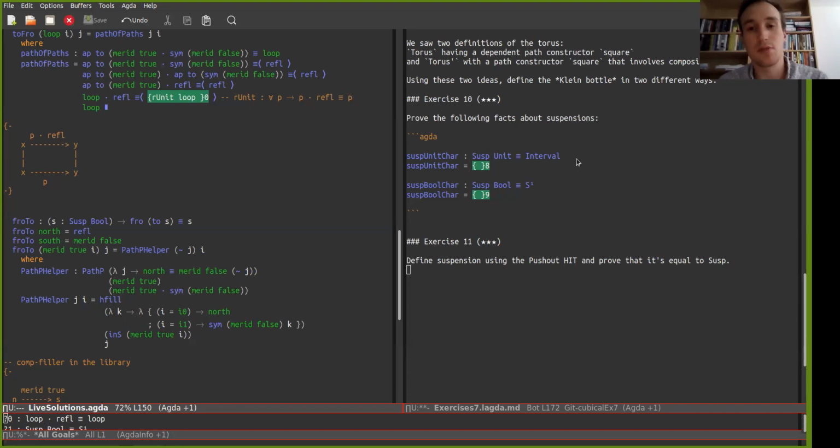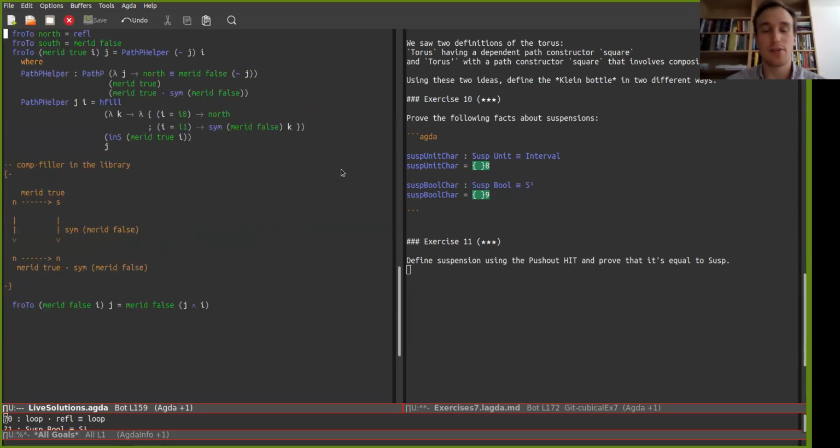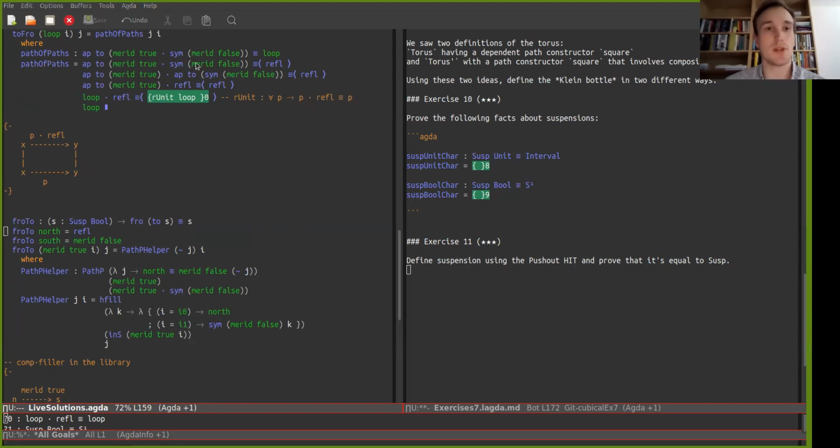Hope that helps. There were also some questions about literature. Yeah, there's the paper. They don't explain much on how to think about these things in terms of these squares. There's maybe a better categorical explanation.